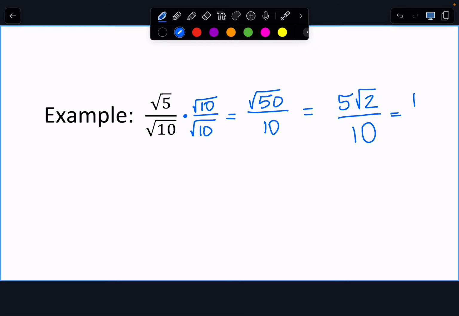1 over 2. Do I need that 1? If you have it, is it fine? Boom. Of course.